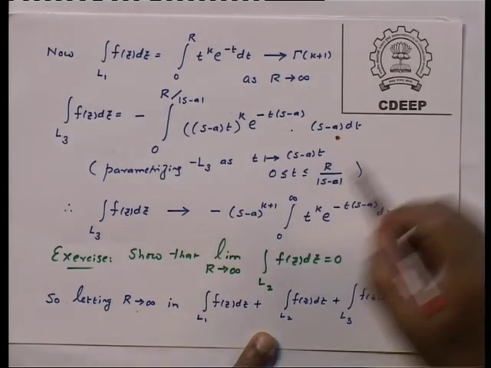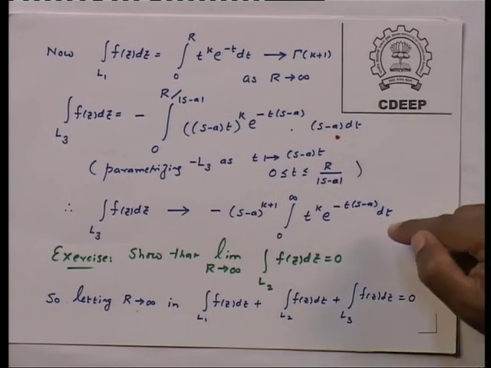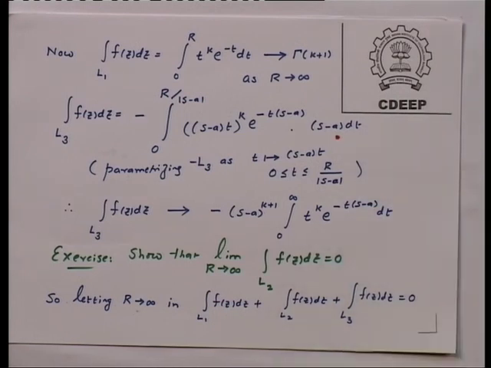s minus a comes from, and all in all you have s minus a to the power k plus 1 coming out of the integral, and you get the integral from 0 to infinity of t to the power k e to the power minus t into s minus a. Remember, that is the integral we are trying to calculate. So the integral of f(z) dz over L3 converges to minus s minus a to the power k plus 1 into the integral from 0 to infinity of t to the power k e to the power minus t into s minus a dt. Now there is one more piece remaining, right?